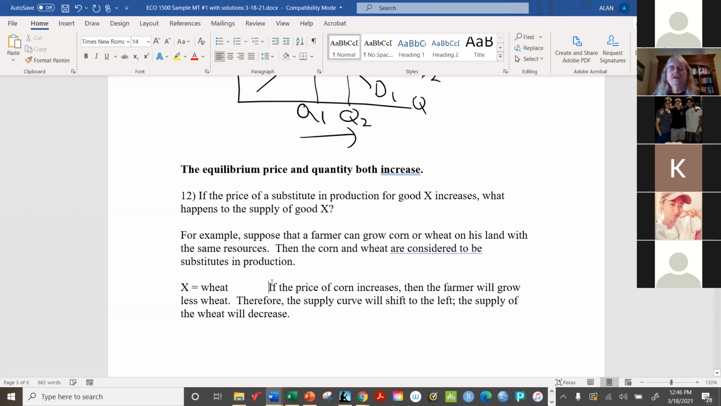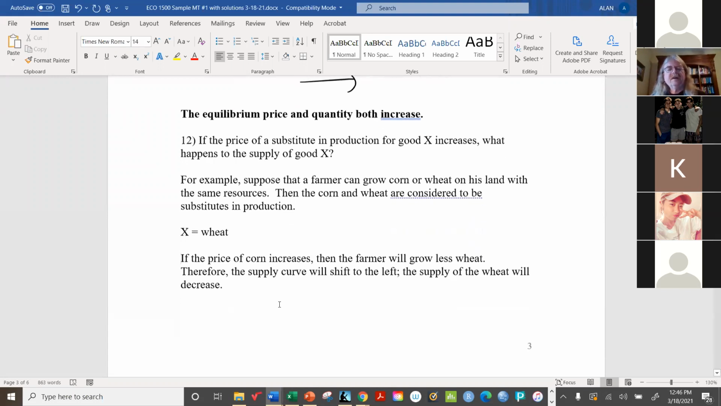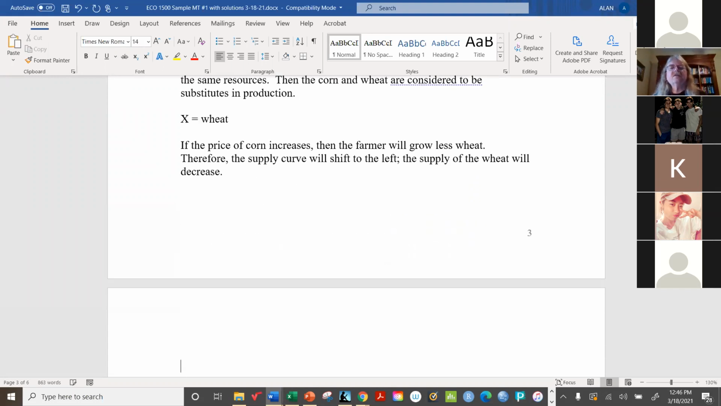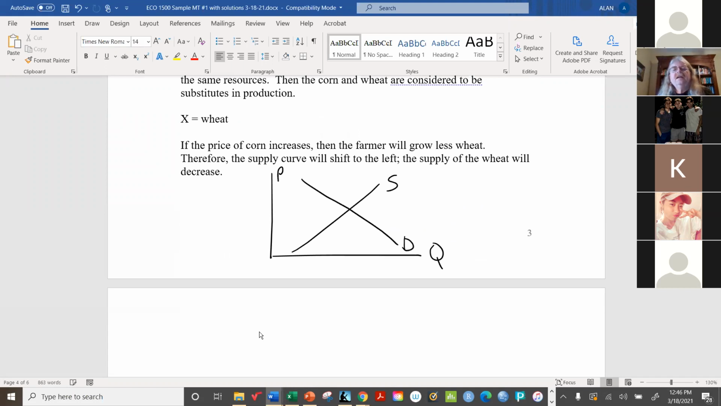All right, so we're going to show that on a graph, not because we have to, but because it might be a good idea to visualize what's happening here. So the supply of the wheat will decrease when there's an increase in the price of a substitute in production. And you'll recall that an increase in anything is represented by a shift to the right.